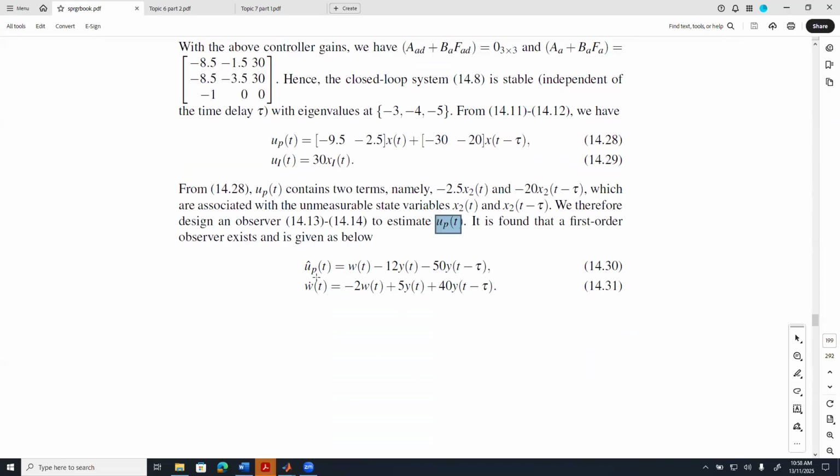And not only that, it's actually an observer without an internal delay. So this is stable with tau equal to -2. And this control law itself is basically using the output measurement, the delayed output measurement. Okay, so this is the control law for that.